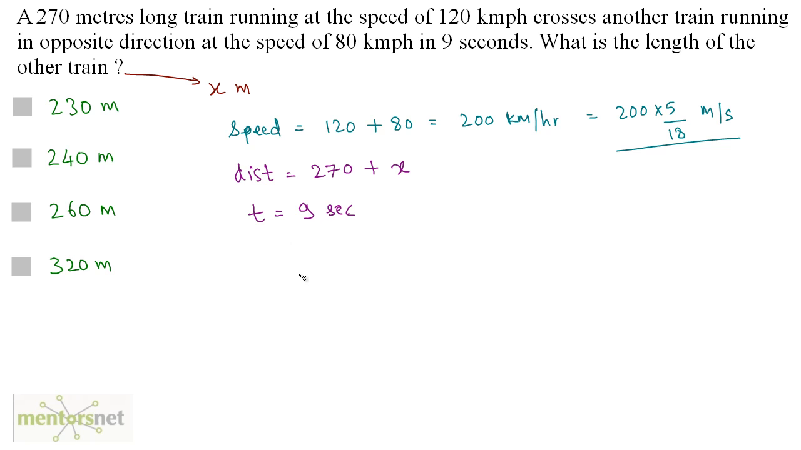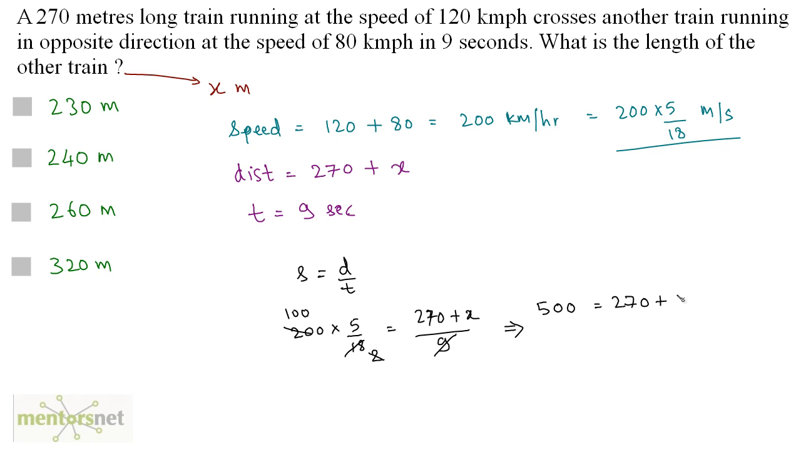Speed is equal to distance upon time. So we have speed as 200 times 5 by 18 is equal to distance, 270 plus x, upon time, 9. Now 9 times 2 is 18. 2 times 100 is 200. So we have 100 times 5, which is 500, is equal to 270 plus x. So x is equal to 500 minus 270, and that is equal to 230 meters. So option A is the correct answer, which is the length of the other train.